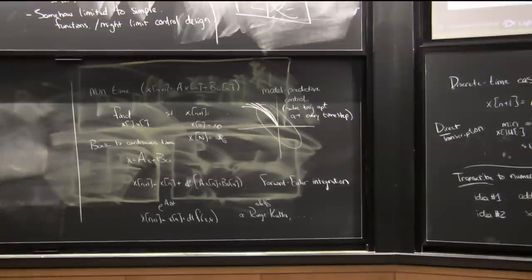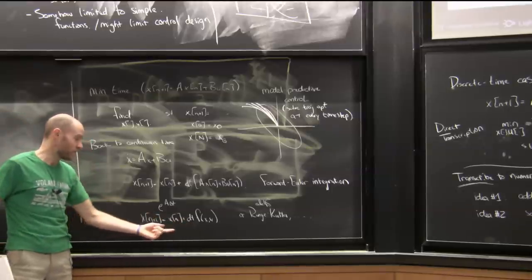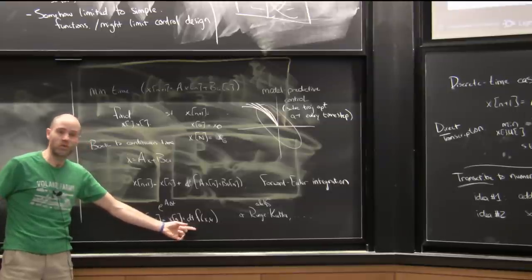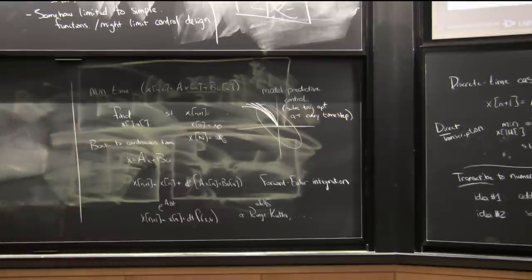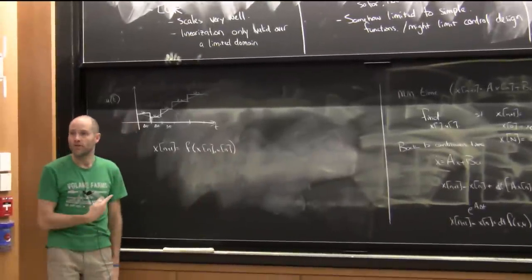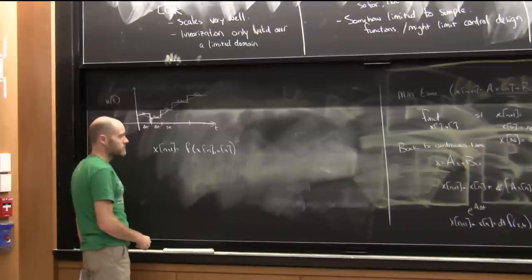You can do model predictive control even when you have this. You can solve a nonlinear trajectory optimization. But what's the big difference when you have this formulation? Let's say I had x_{n+1} is some nonlinear function of x_n, u_n. What happens here?